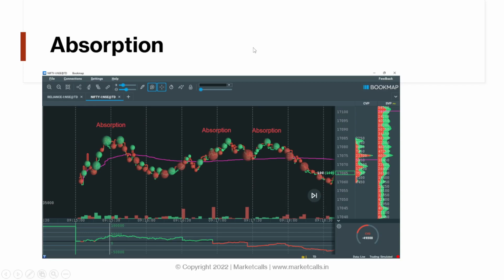So absorption is something like this: if buyers are showing up, but despite that the market is topping out, it is absorption. A huge buying volume is happening, but despite that, it's not able to go up. Or a huge selling volume is there, but despite that, the markets are not able to move on the downside. That is also one form of absorption. It means sellers are getting absorbed by the passive buyers.